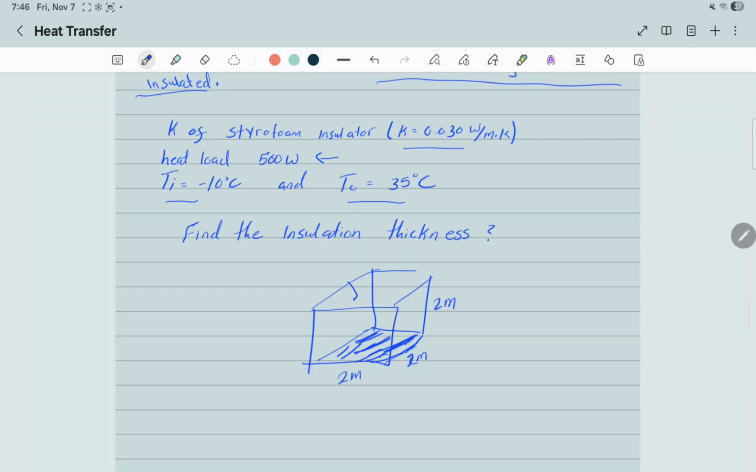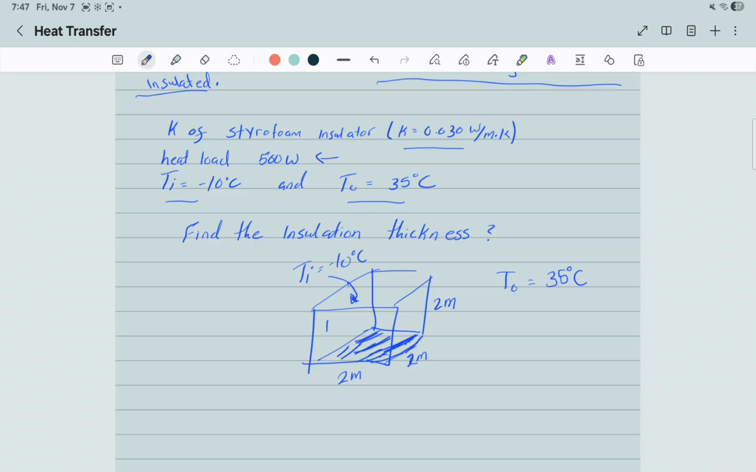Let's assume the temperature inside is the same anywhere. It's the same at the walls, it's the same at the center. So T inside temperature equals -10 Celsius, and the outside temperature equals 35 Celsius. And we want to find the insulation thickness. We want to see the thickness of the freezer walls that heat is being transferred from the inside to in.